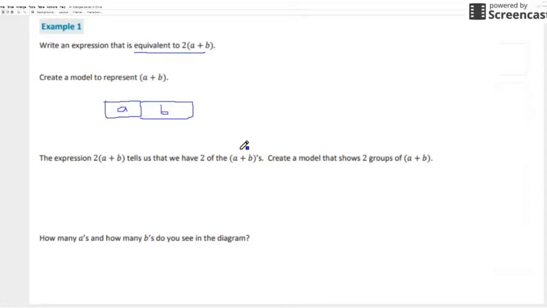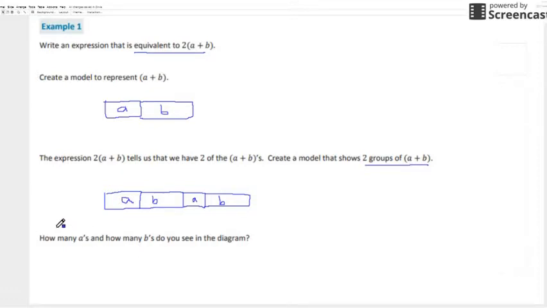Well, now since the expression is 2 times a plus b, it tells us that we have 2 of these. So now we're going to create a model that says we have 2 groups of a plus b. So what we're going to do is copy down what we have here. So we have one group of A, one group of B, and now we're going to just do that again. So we have 2 of them. So here's another A. Oh, that wasn't very close to the other one, but that's okay. Once again, this is just a sketch, an idea to show what we're doing. And there we go. We have a B.